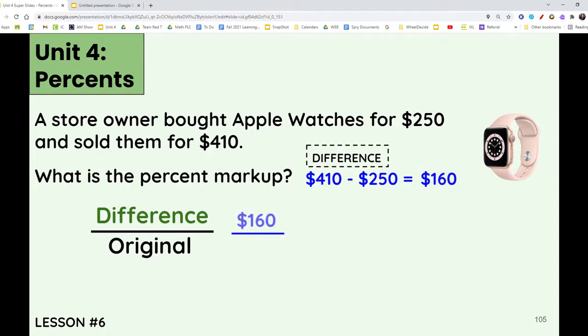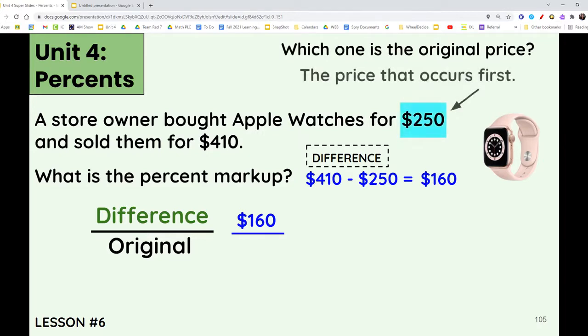So that goes in the numerator. In the denominator, we need to put the original price. Which one is the original price? The original price is the one that occurs first. So the Apple Watch originally was $250. So that is the original price.